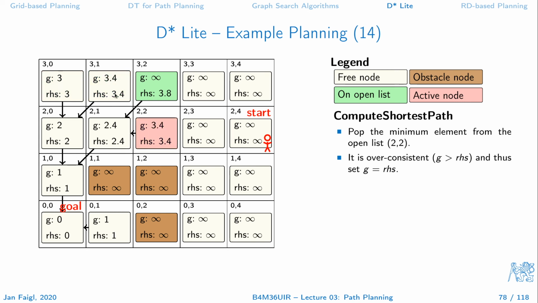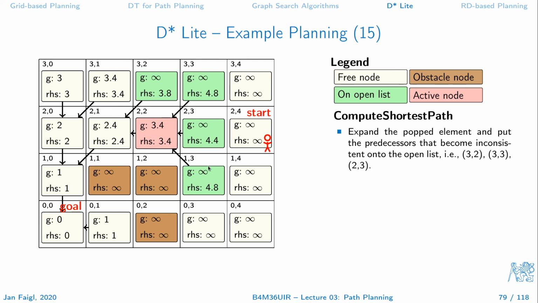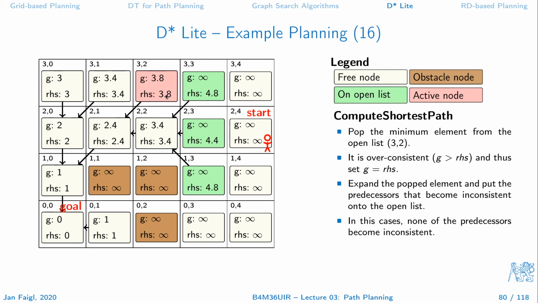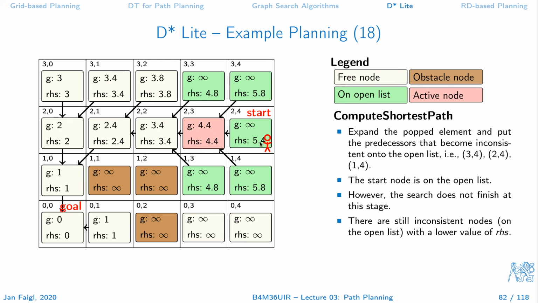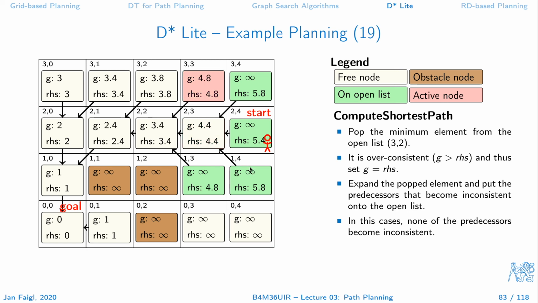So we continue now with this one, and we almost reached the start. We continue with this one. Nothing happened with that, so this is over consistent, and now we already put the start location into the open list, but we still have to process the nodes with the lower values, right?